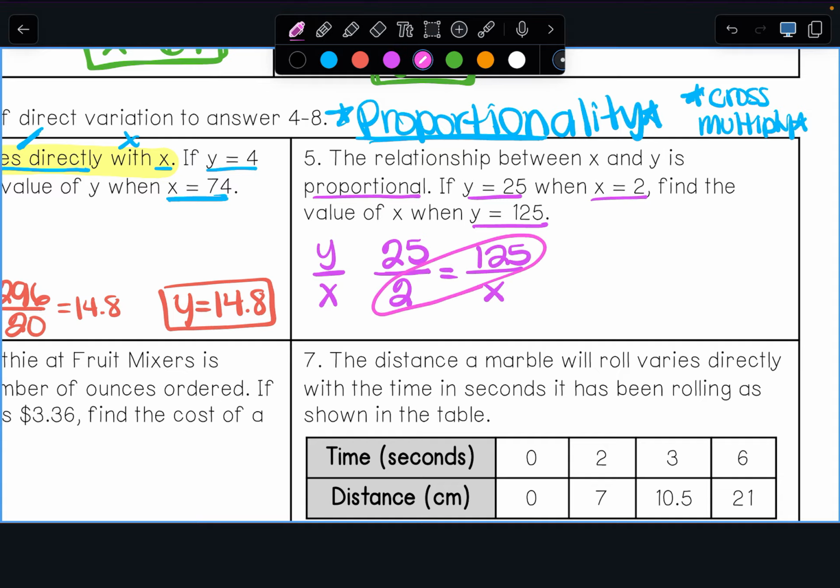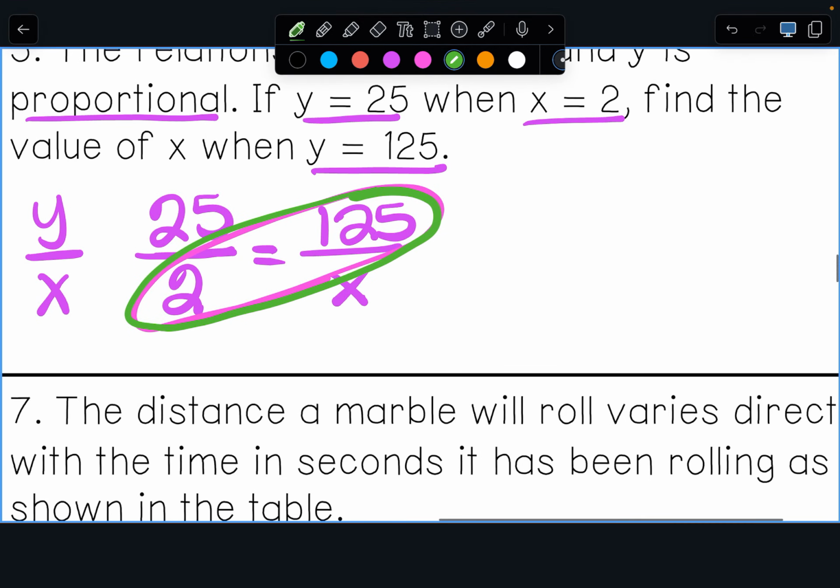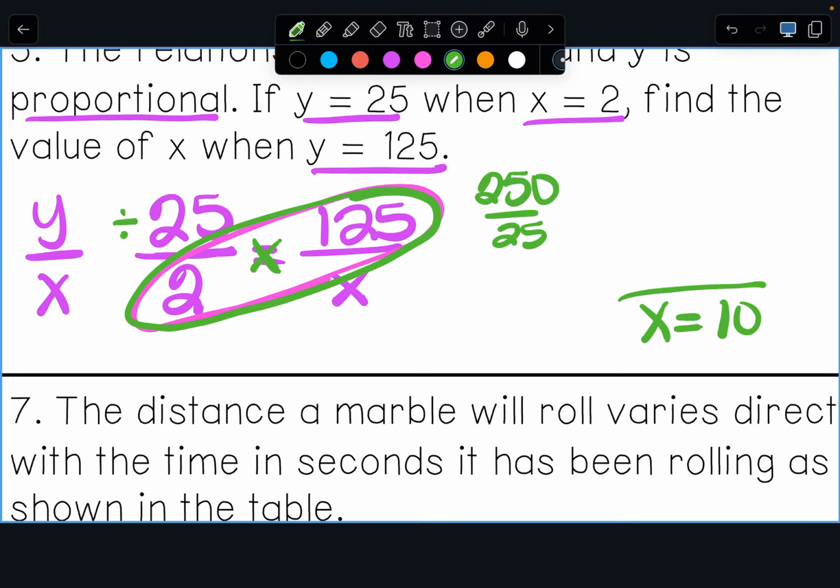You cross multiply, and 125 times 2 is 250. Divide by the remaining value, divide by the last number, divide by 25, and that'll give you x is equal to 10.